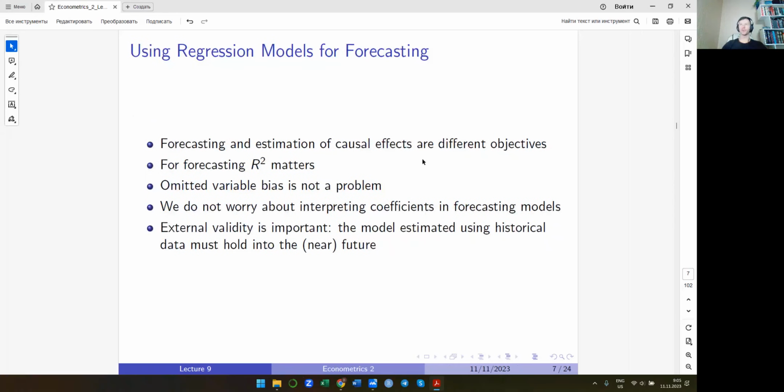So this is the most important difference from the previous part of this course. We are not concerned anymore with the omitted variable bias. We are not concerned anymore with the interpretation of coefficients. All we want to do is to build reasonable forecasts that match the future dynamics of the time series studied.